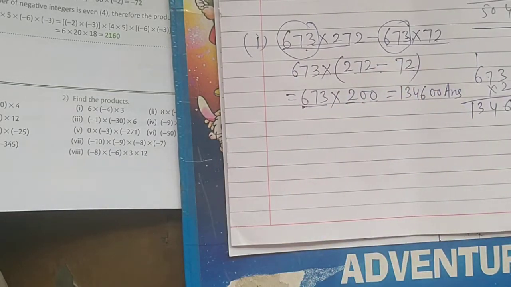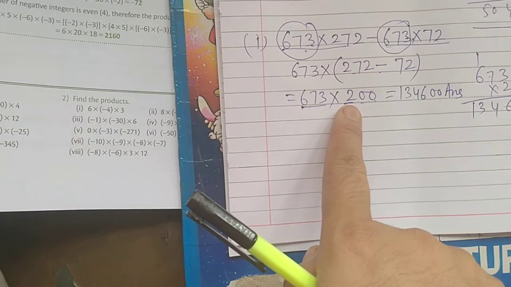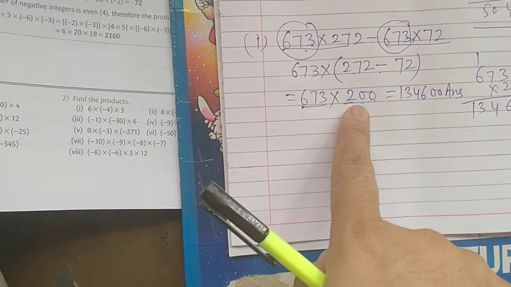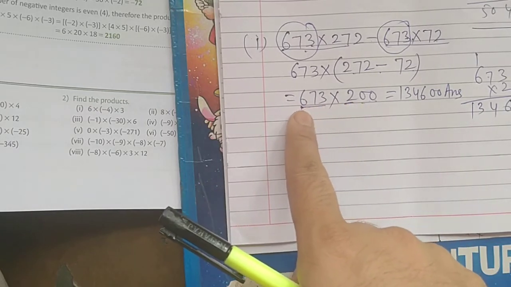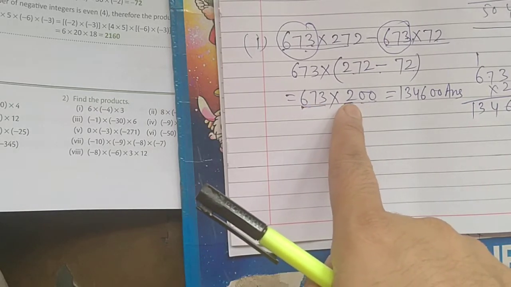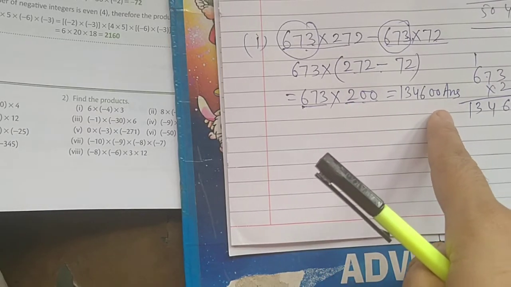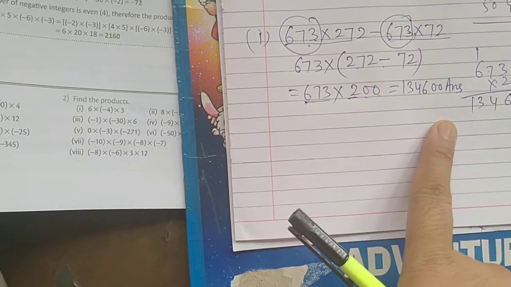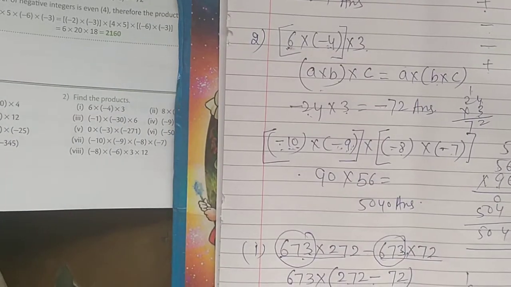Why are we using these properties? To make your calculation very easy. If you multiply with 200, it will take some more time, but this is the shortest method. So first of all 673 with 2, and in the answer at the last you will add 2 zeros. I think this concept is clear to you. Then the other part you can do by yourself.